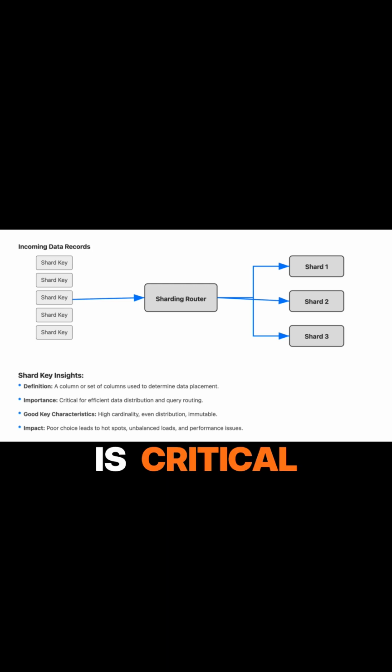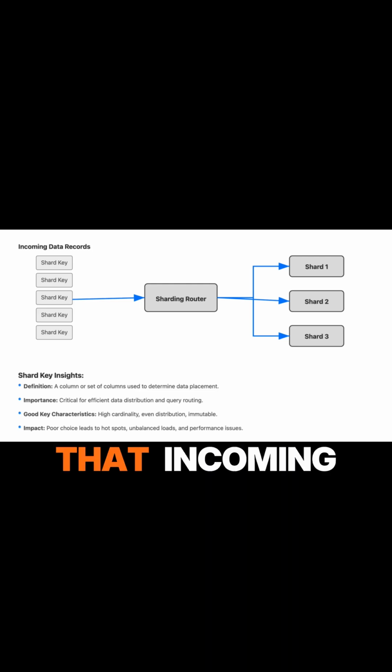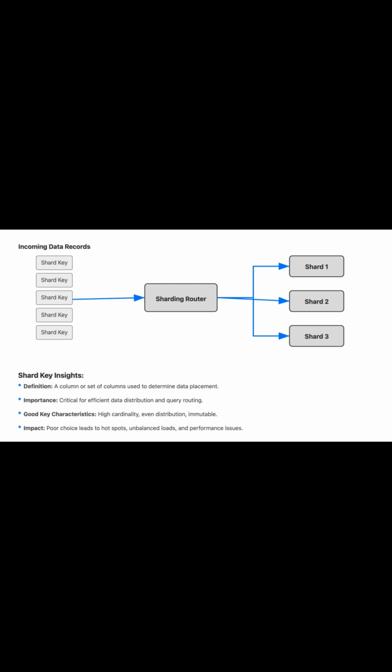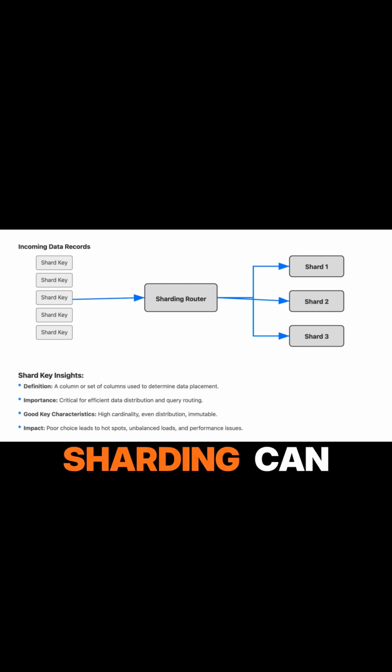The shard key is critical for both efficient data distribution across your entire sharded cluster and for ensuring that incoming queries are routed to the correct shard quickly. Without a well-chosen shard key, the significant benefits of sharding can be severely undermined.